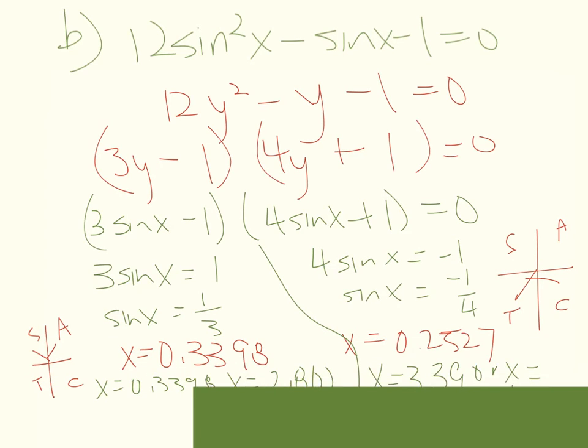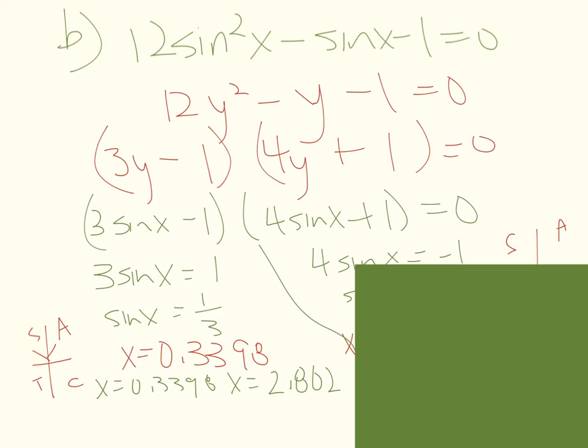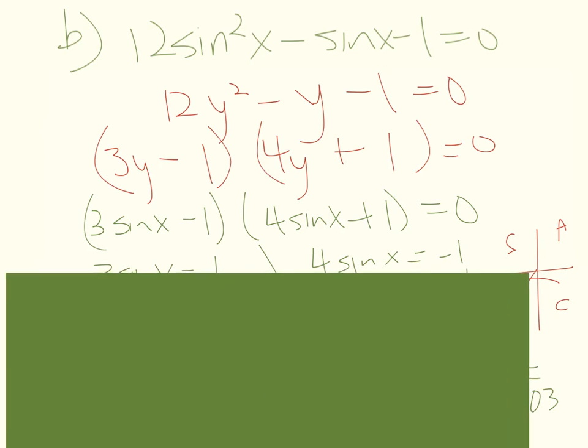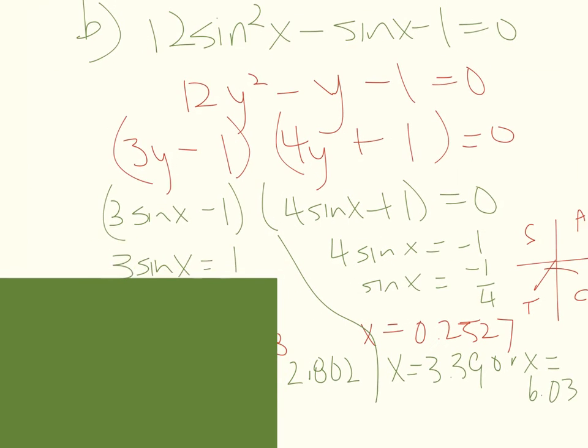On the left side here, I've drawn my CAST diagram in the corner, so if 1/3 is positive, that means I need to be in these two quadrants at the top. So on my calculator, I find the sine inverse of 1/3, and I get 0.3398. That means that this related angle and this related angle are 0.3398. So the first angle is 0.3398, and the second angle coming all the way around here will be pi minus 0.3398, so 2.802.